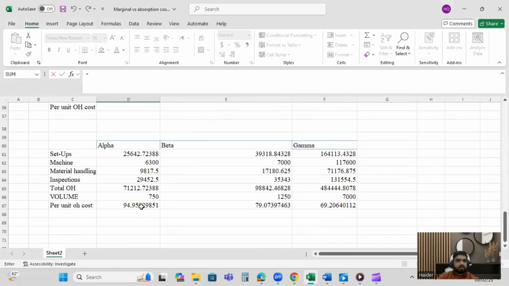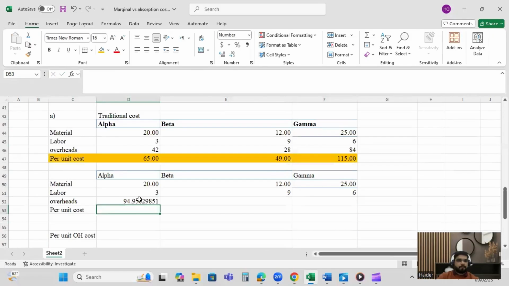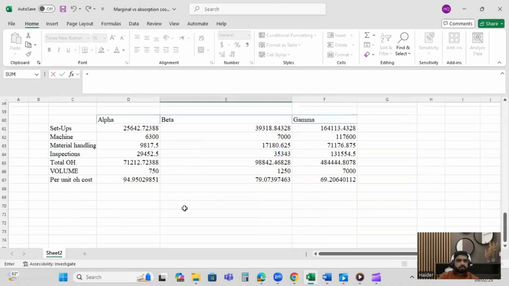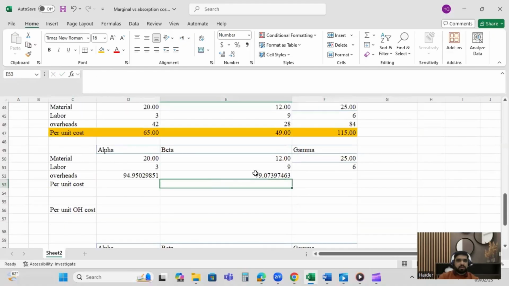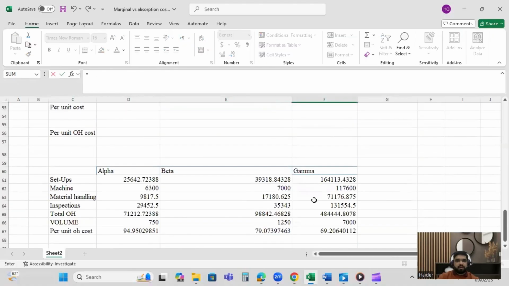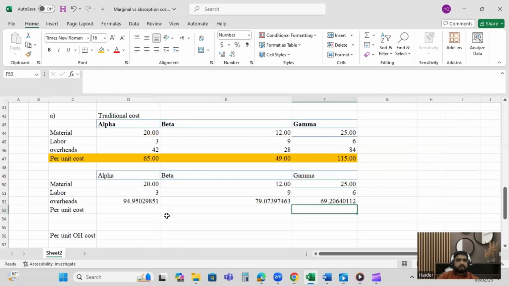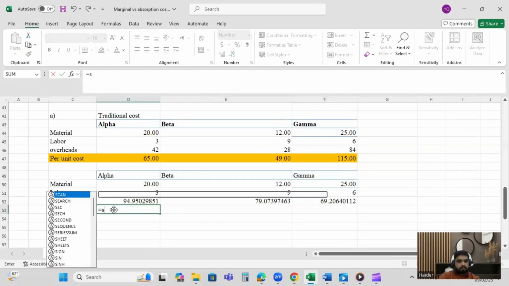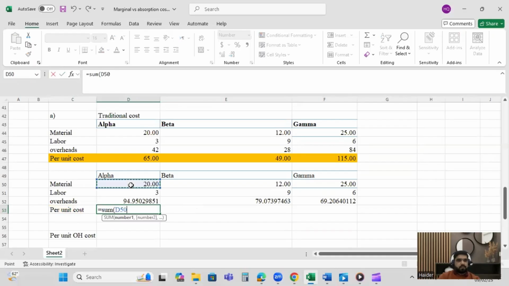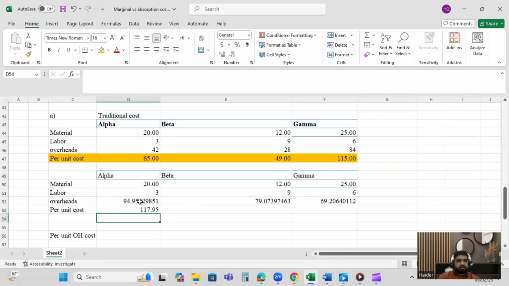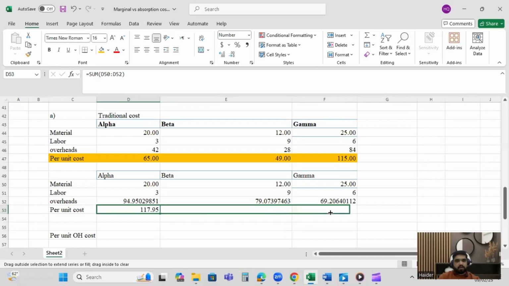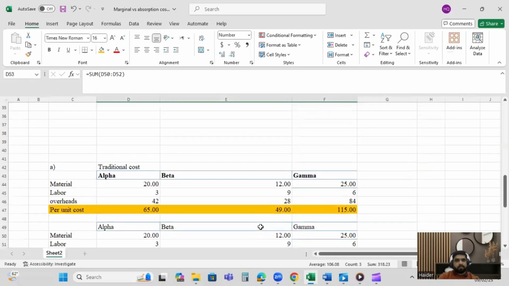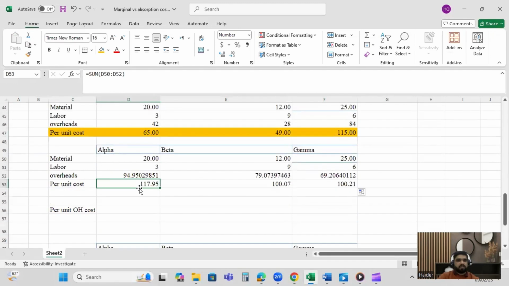Let me do it another way. Enter. This is the overhead cost per unit for beta. This is the overhead cost per unit for gamma. And if I total them, this is the per unit cost of alpha, beta, and gamma. But the difference is very clear. Per unit cost of alpha using traditional costing was just 65. Now it is 117.95. Why is it so different?